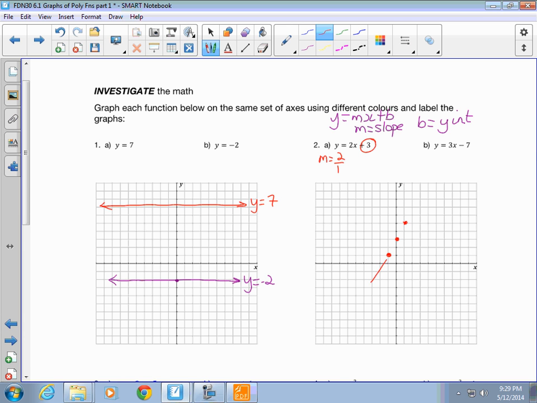So if I connect my dots, and you can use a ruler and make it a little bit nicer, this is what this graph would look like. Y is equal to 3x minus 7, so I start with my y-intercept of negative 7. 1, 2, 3, 4, 5, 6, 7. My slope is 3, so that's the same as 3 over 1, so I rise 1, 2, 3, run 1. Or I could go the other direction and go down 1, 2, 3, and to the left 1. So if I connect my dots, this is the graph of y is equal to 3x minus 7.